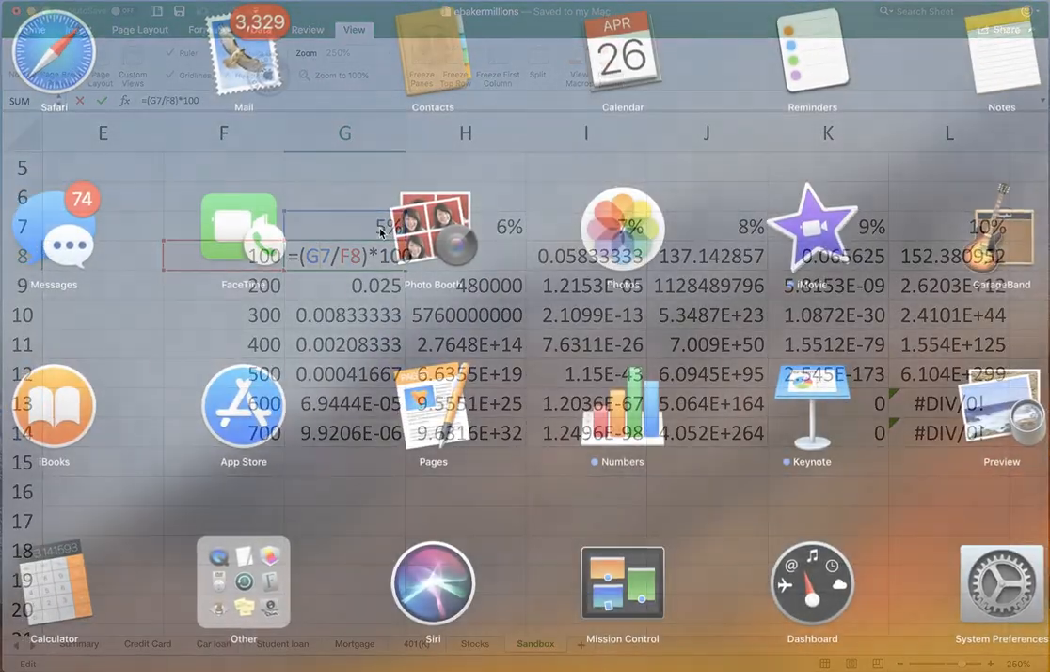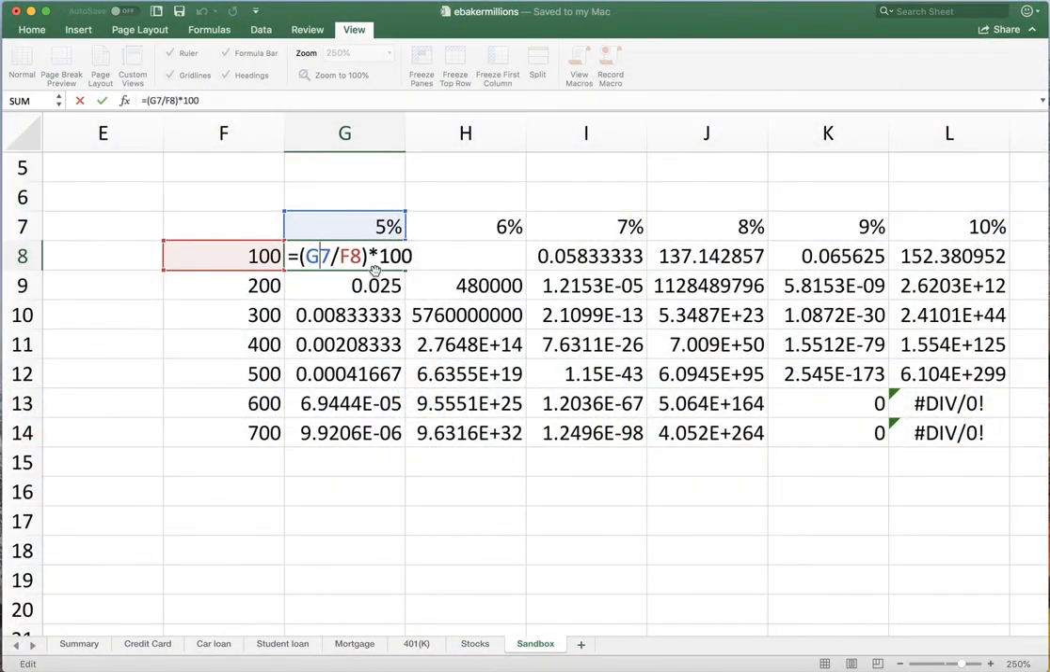This is a Mac, sorry about that. So I'm just going to put the dollar sign in. And the same is true here, F8, F9, F10. Where's the dollar sign? In front of the F. So I'll put the dollar sign in front of the F. This says don't change this 7. Don't change this F, but you can change the G here, and you can change the 8 here.